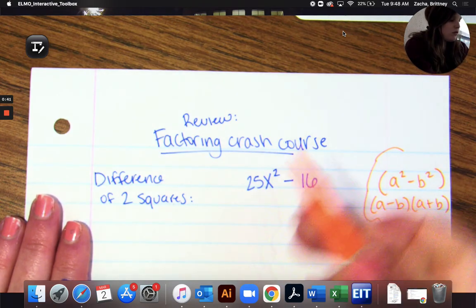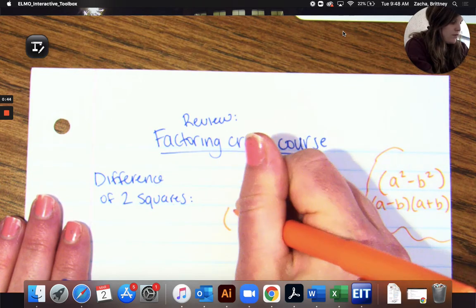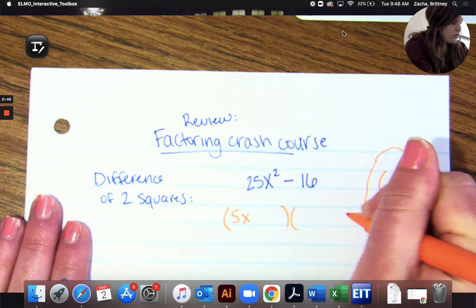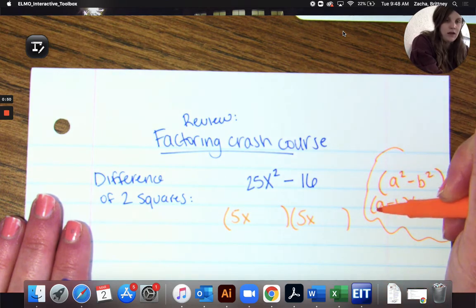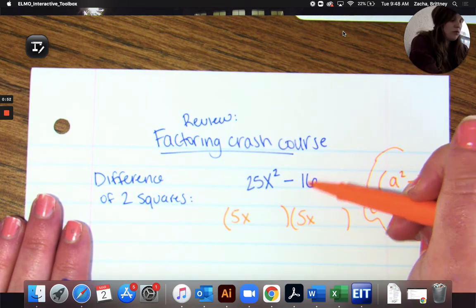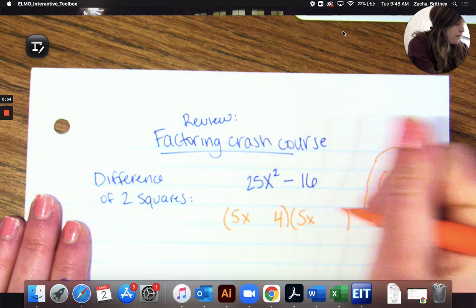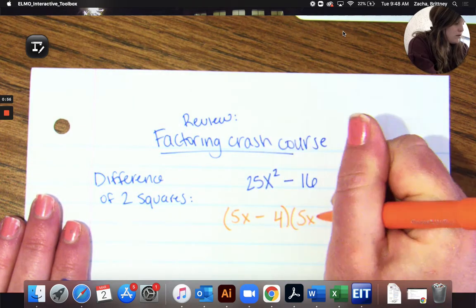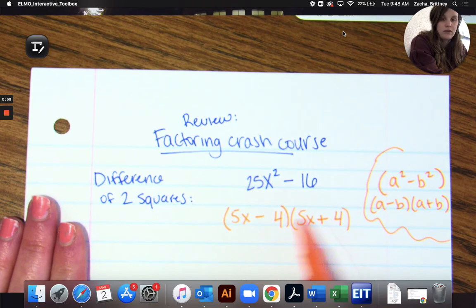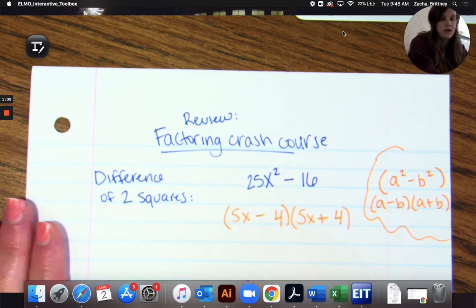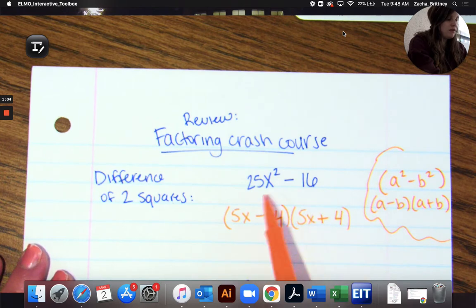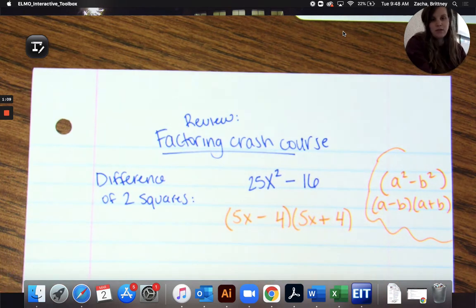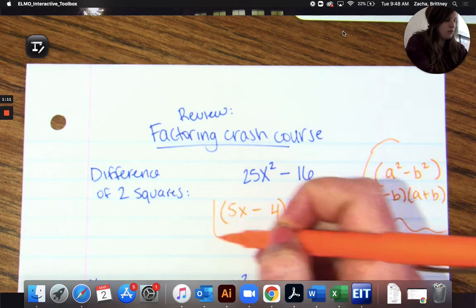So over here, the square root of 25x squared is 5x. So that's the a term, if you will, to go from a squared to a. Okay, so square root of 16 is 4. And then one gets a minus, one gets a plus. Because if you were to FOIL this to check your answers, the opposite signs would allow your middle terms to cancel, leaving you with just 5x times 5x, which is 25x squared, negative 4 times 4, negative 16. That's difference of squares. Boom.